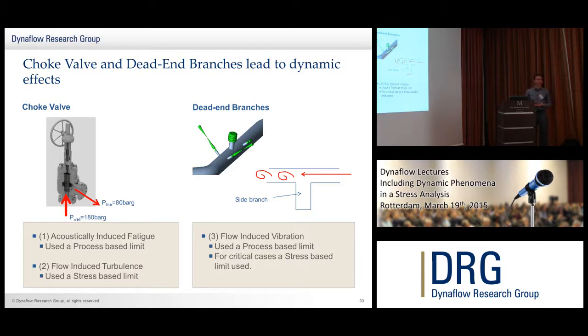We've also got the pressure with such a discontinuity chance. We will create flow-induced turbulence. We need to assess that. I'm going to do that with the help of the stress-based limit. Okay. On the right, we've also introduced the dead-end branches. Now, if you remember at the beginning, we talked about these could induce vortex shedding within the pipe. Okay. And we're going to analyse that from both a simple process-based limit and then also, for the more critical case, a stress-based limit.